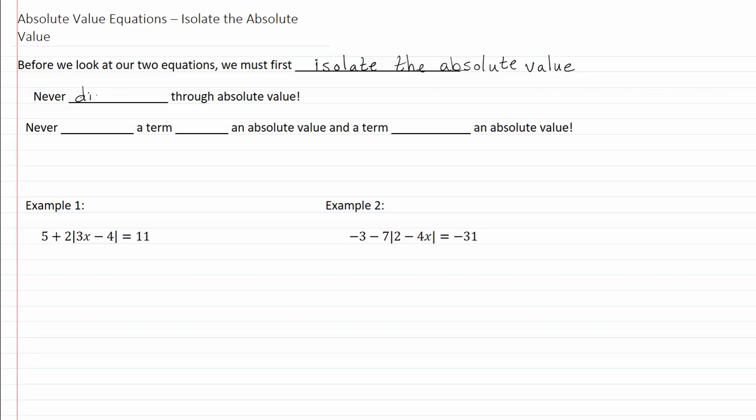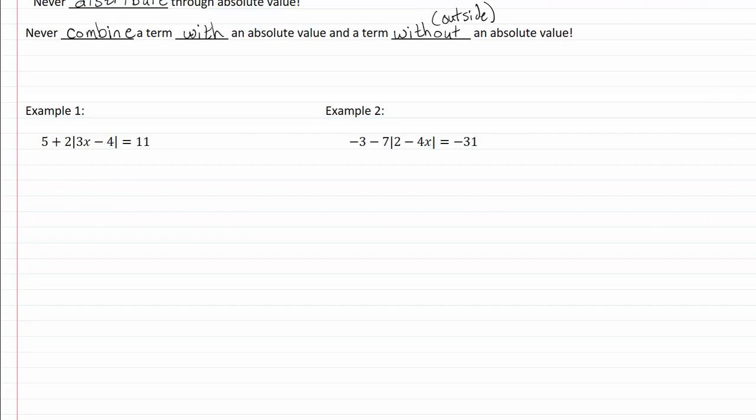Never distribute through an absolute value. Never combine a term with an absolute value and a term that's without, or in other words, that's outside an absolute value. So let's take a look at our two examples.